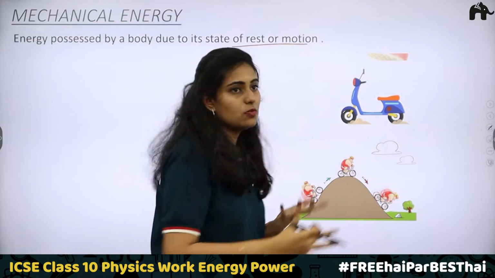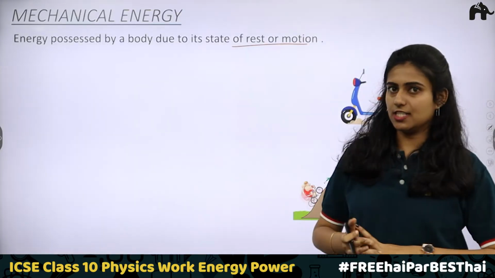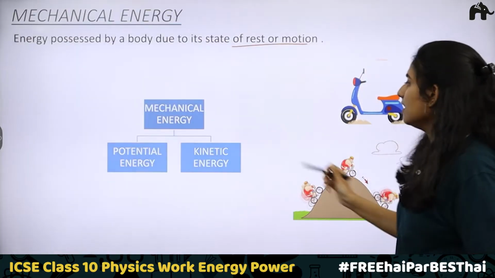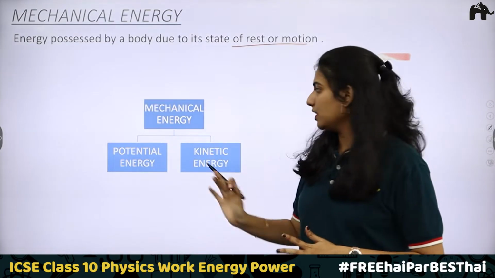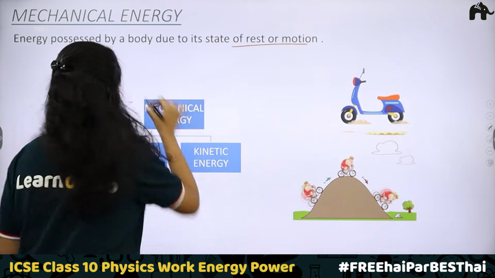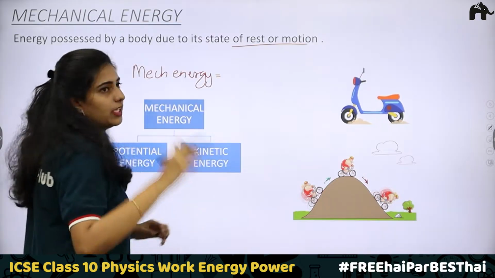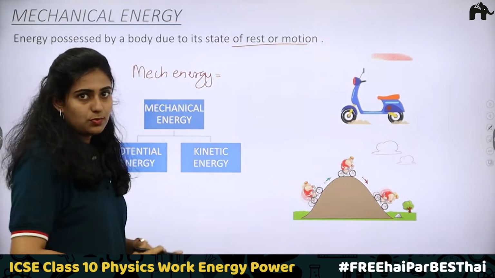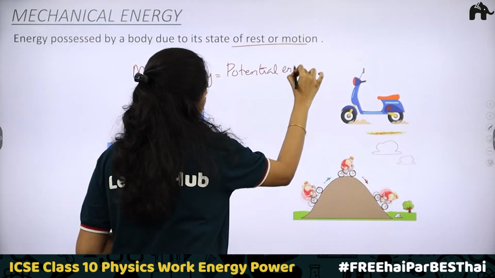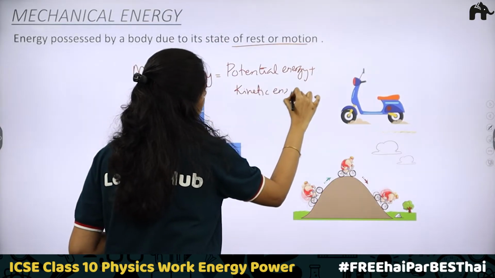For a body to move or to stay at rest, it will possess some energy and this energy is called mechanical energy. Mechanical energy is actually the sum of two different types of energy. They are potential energy and kinetic energy. When you take the sum of these, you will get mechanical energy. Mechanical energy of a body at any particular point is equal to potential energy plus kinetic energy.